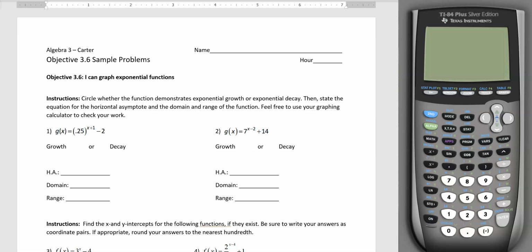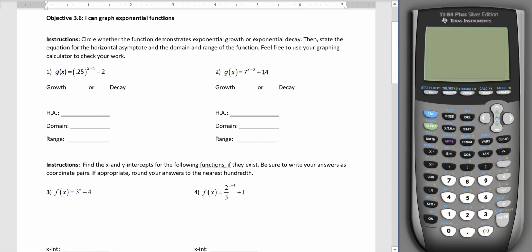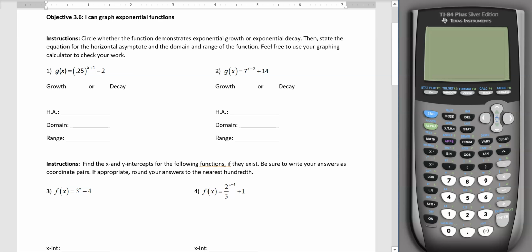Welcome to our objective 3.6 sample problems where we're going to practice graphing exponential functions a little more. First, we're not going to do any graphs, we're just going to go through the steps. For these first two problems, we look at: is it growth or decay? What's the horizontal asymptote? What's the domain? What's the range? For number one, I see my base is 0.25.